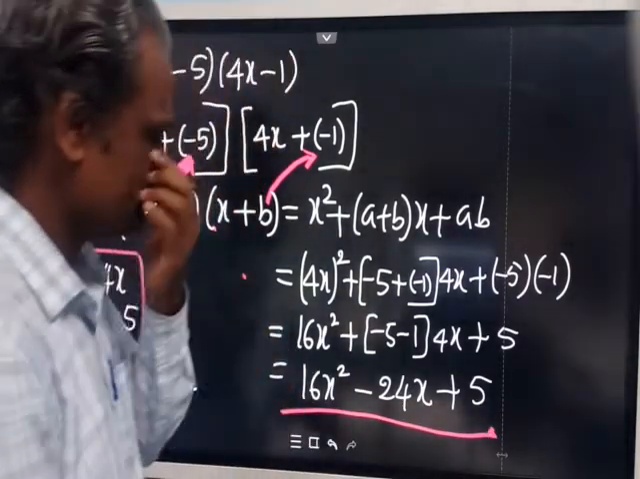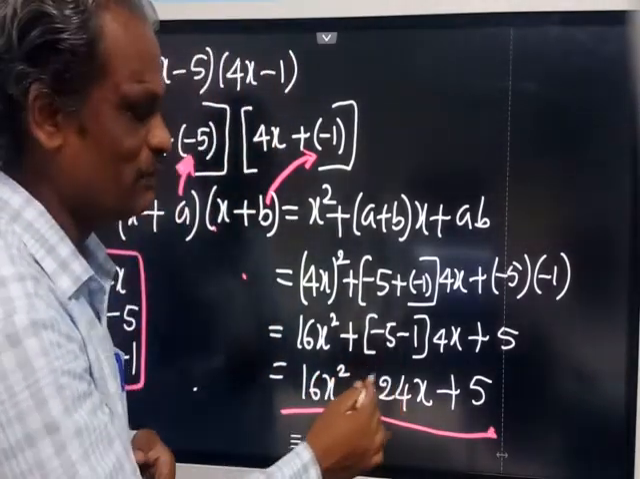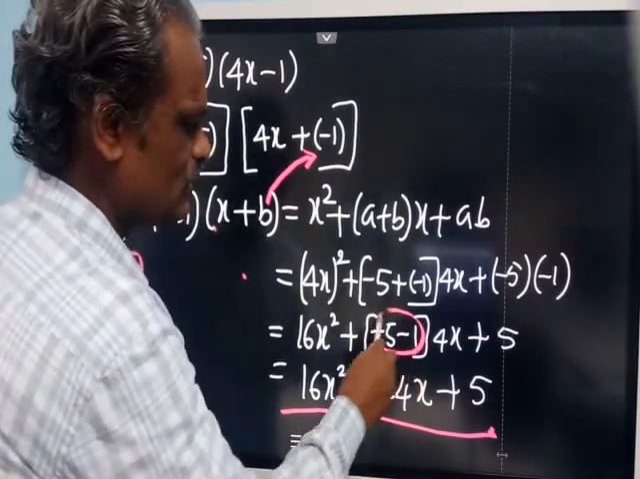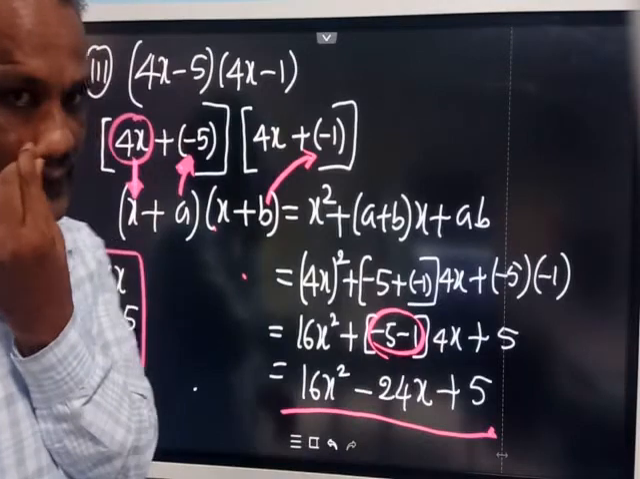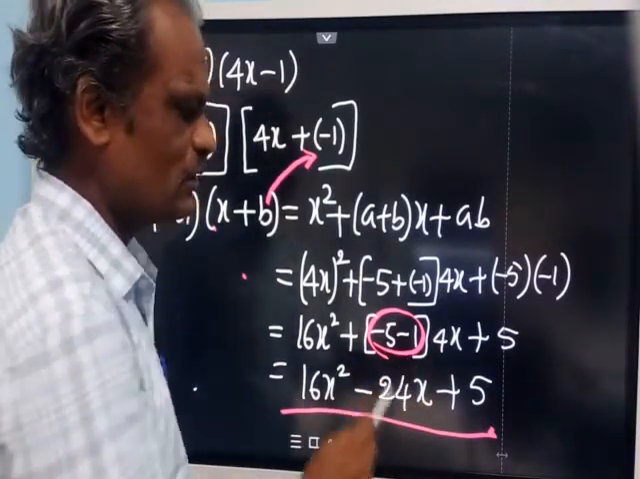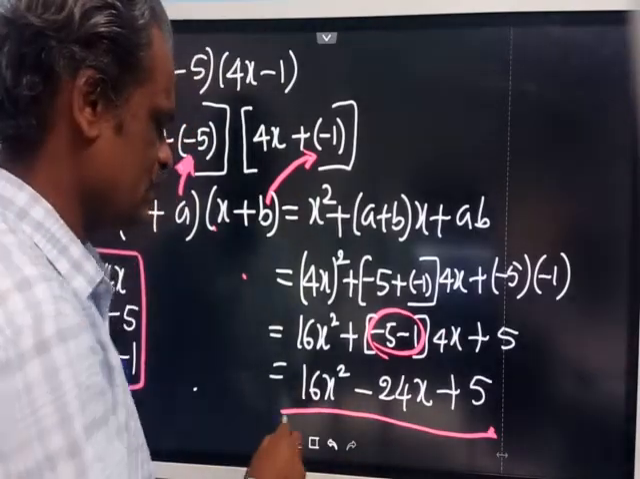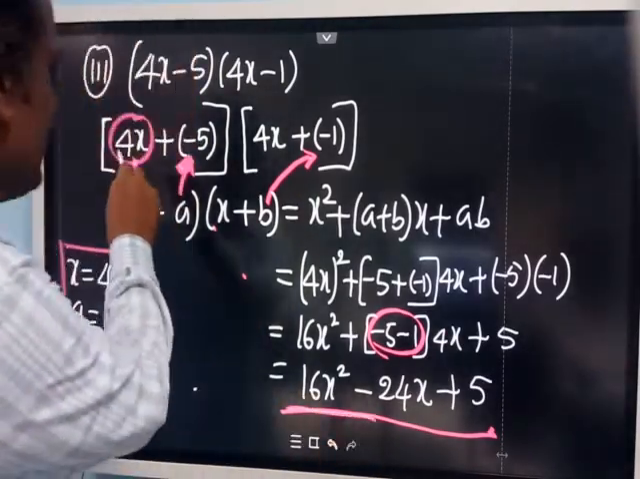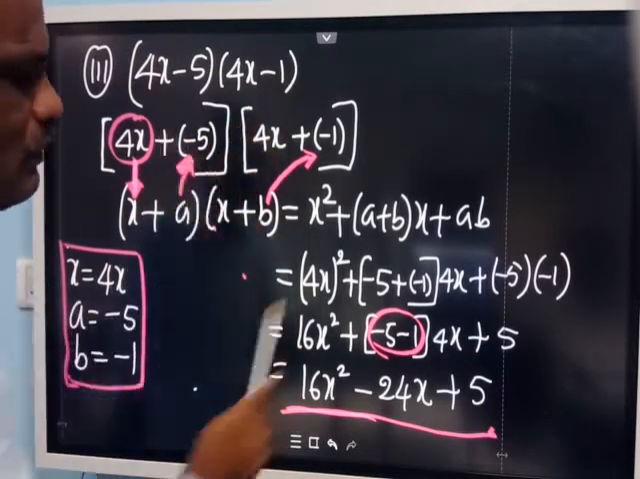So look at this. Inside the bracket you have minus 5 minus 1, when you add these two, it becomes minus 6. Minus 6 into 4 is minus 24. Then last term 5 as it is. So this is the solution. When you multiply 4x minus 5 and 4x minus 1, the product is this.